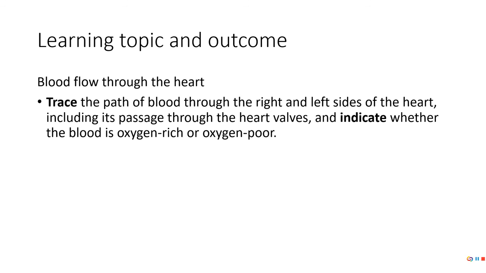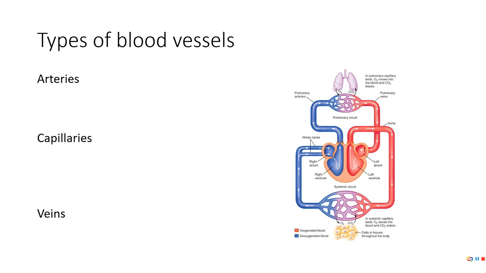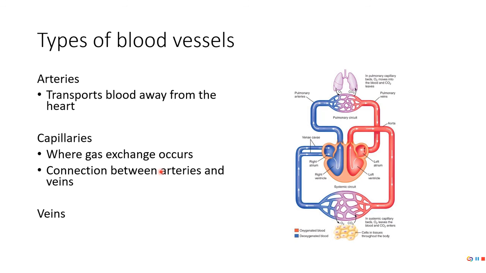So here we go. Remember, there are 3 types of blood vessels. We talked about that with the first lecture of this group. So we've got arteries, capillaries, and veins. Arteries transport blood away from the heart, almost always oxygenated, with the exception of the pulmonary artery, which is shown right here. And then capillaries are where gas exchange, nutrient exchange, and waste exchange occur, and it's also the connection between arteries and veins, so shown here and here. And then veins transport blood to the heart, generally deoxygenated or oxygen-poor blood, with the exception of the pulmonary vein.